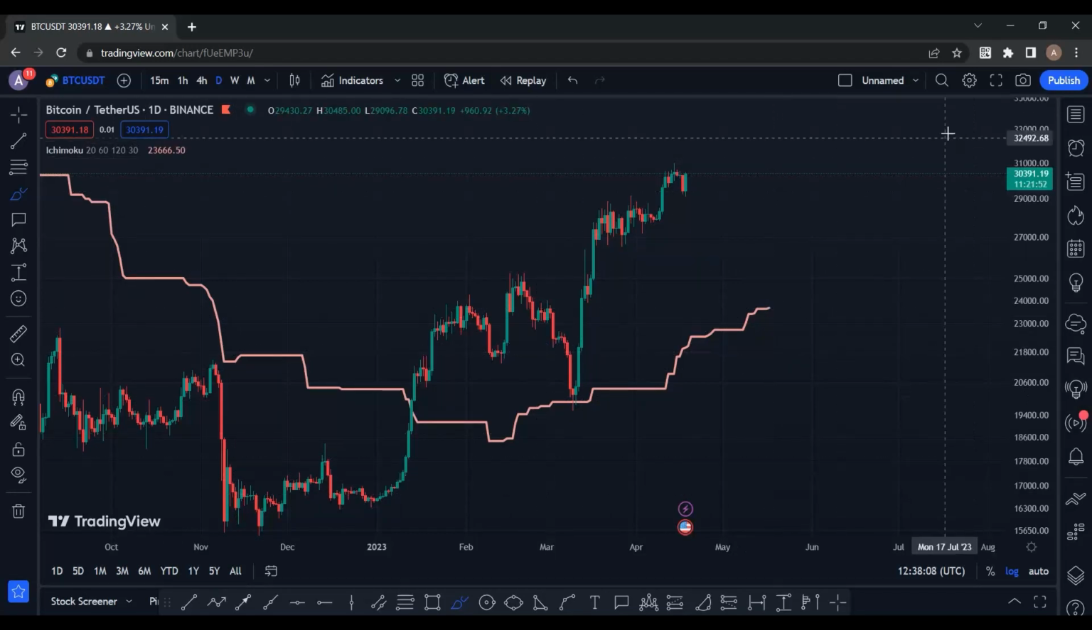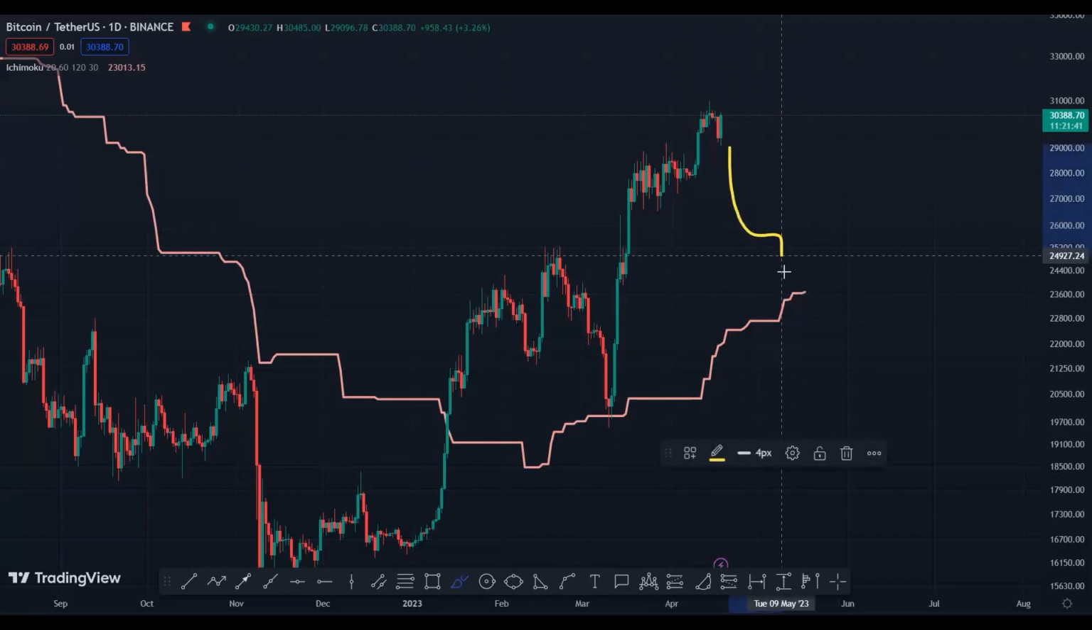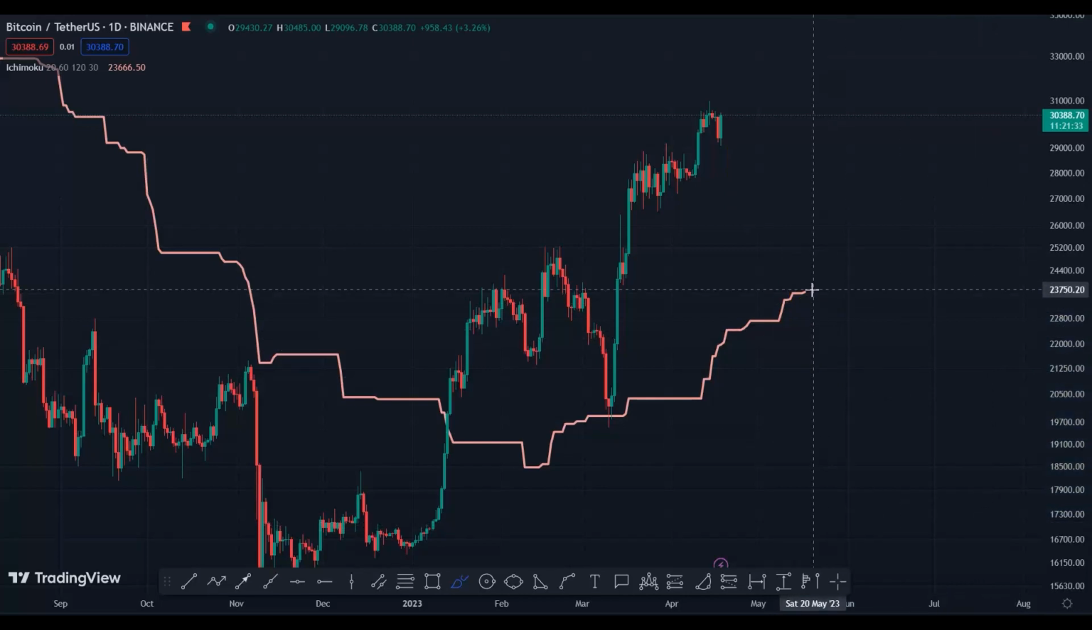Currently we are at $23,000. If price breaks it to the downside, here is the time for you to be bearish. We will enter a bearish phase again. $23,600, based on the Senkou span B, is our level to be bearish. As long as we remain above this level, we will be bullish.